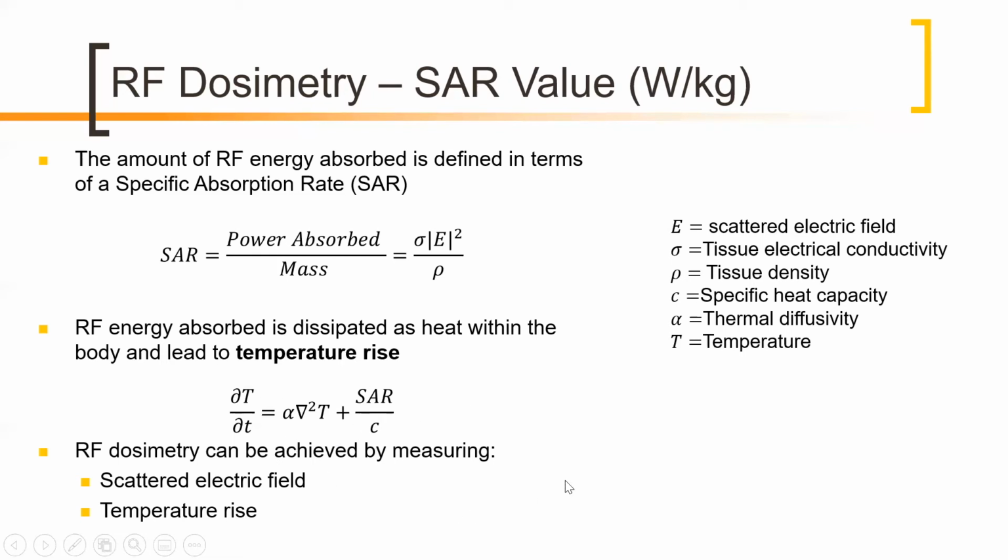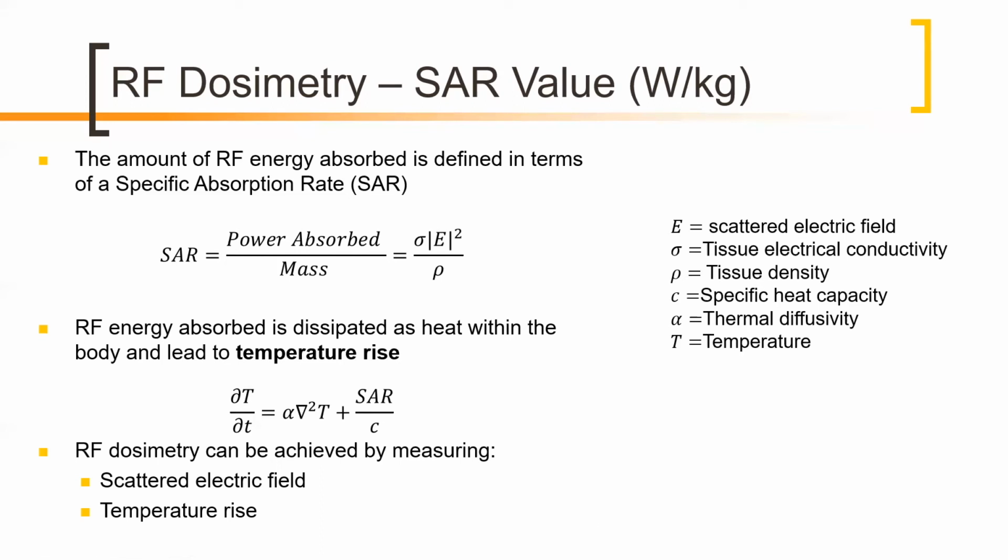So now, by describing these two methods, one, we can establish the SAR value by understanding the scattered electric field around the test subject, or we look at the temperature rise. If we have one of these pieces of information, we can trace back to the amount of RF energy that is deposited within the tissue. And this leads to how the dosimetry is performed.